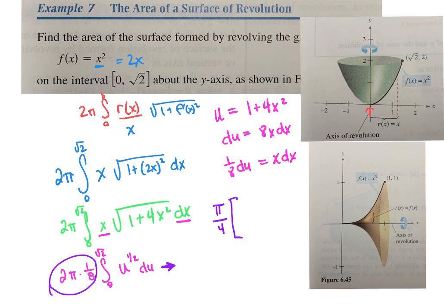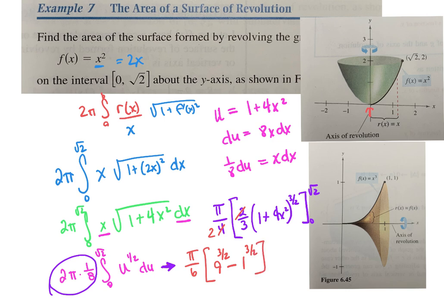Again, this is going to be, 1 plus 4x, no, not 3/2, 2/3. 1 plus 4x squared to the 3/2, from 0 to square root of 2. And I can simplify this as well. So I can have pi over 6, plug it in: square root of 2 squared is just 2, times 4 is 8, plus 1 is 9, to the 3/2. And then 0 gives 1 to the 3/2.